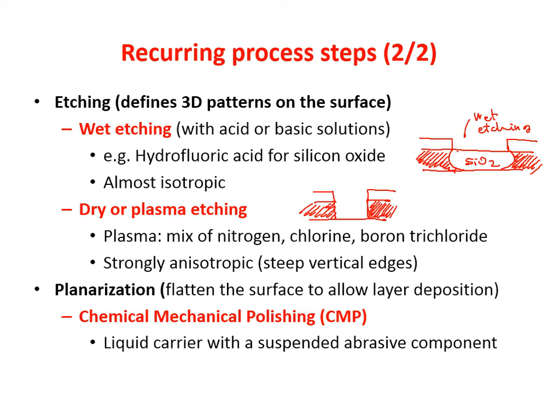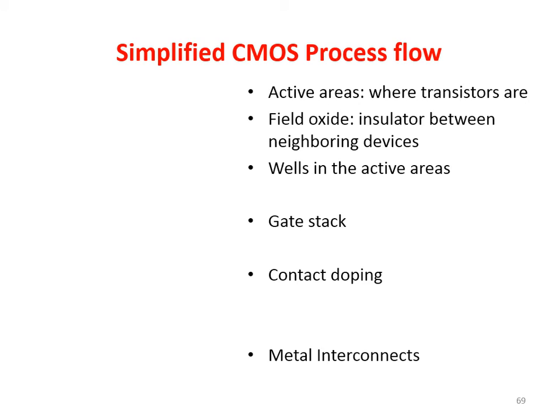The planarization process is called the chemical mechanical polishing, the standard process. And basically there's a liquid carrier with an abrasive component inside that is used to, let's say, flatten the surface of the wafer. And you have to repeat it several times because every few layers you need to planarize everything again. Okay, this set of processes are enough for combining them together and obtain a complete integrated circuit. Okay, let's look now at the simplified process flow.